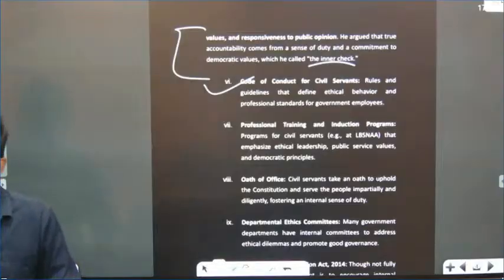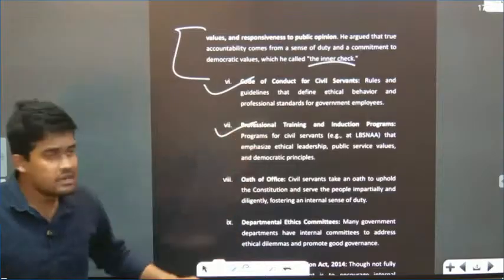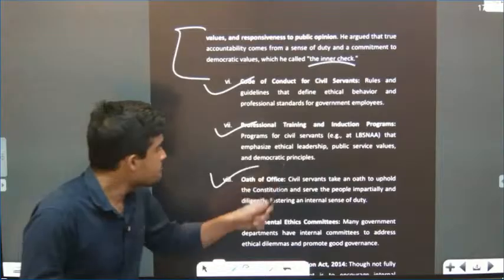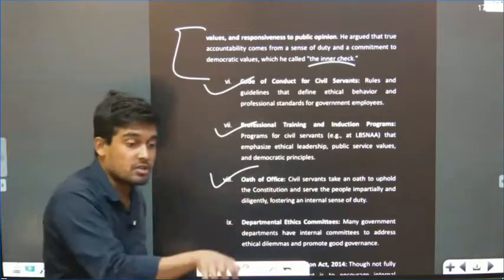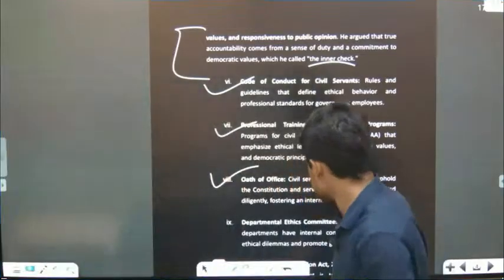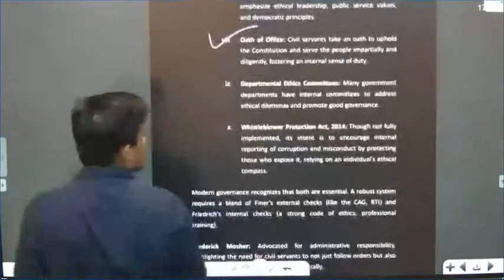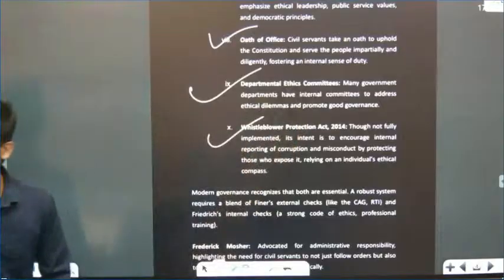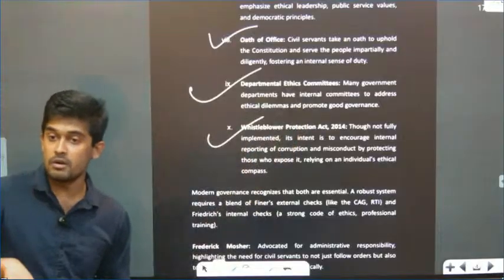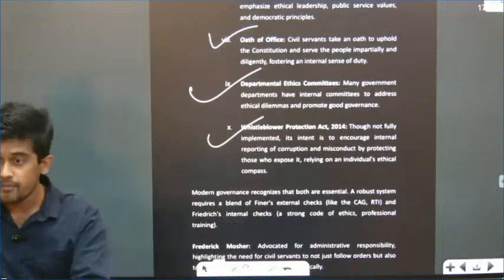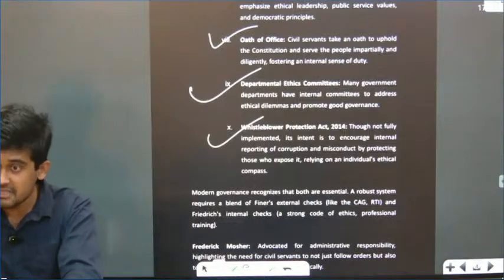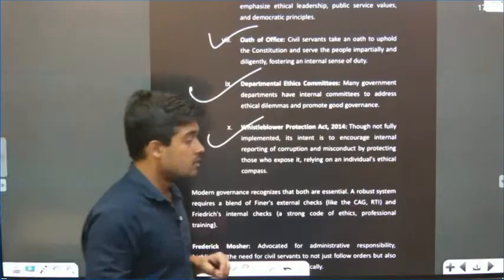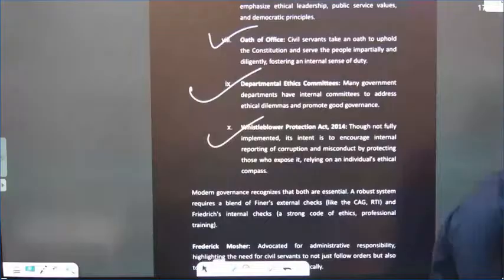Those are important. Similarly, there are professional training programs, the foundational course that happens in Lavasa. Similarly, the oath of office, that you take an oath that you will serve the citizens of the country. Similarly, there are departmental ethics committees. There is something called the Whistleblower Protection Act. Why is this important? Internally, if somebody is seeing that corruption is happening and work is not going very well, the individual can do whistleblowing.